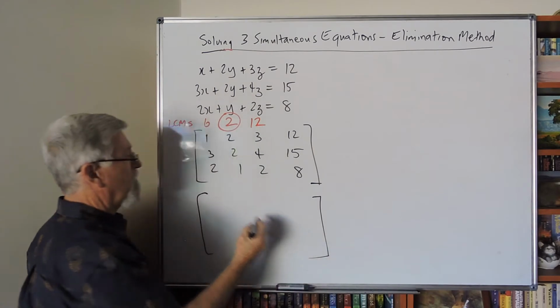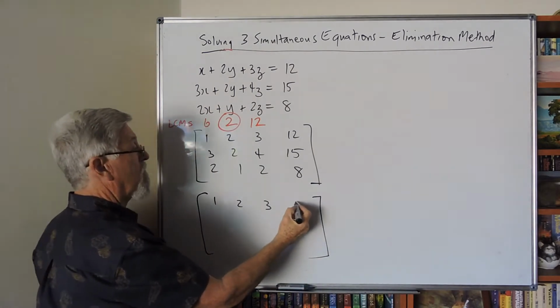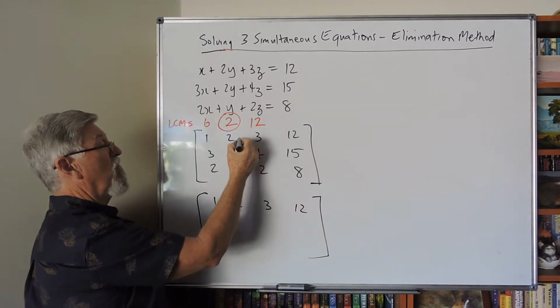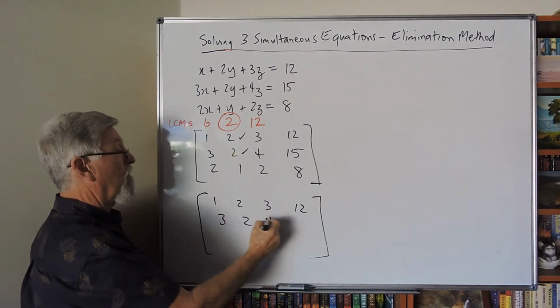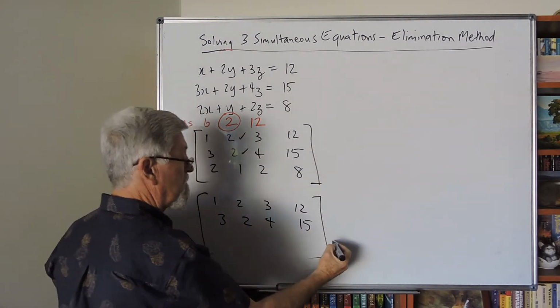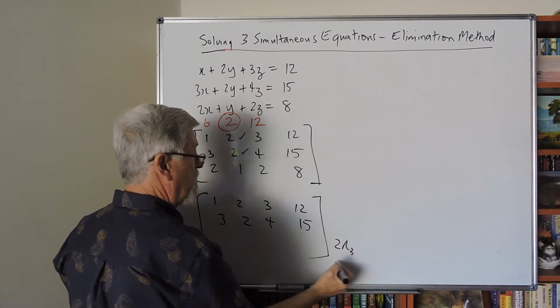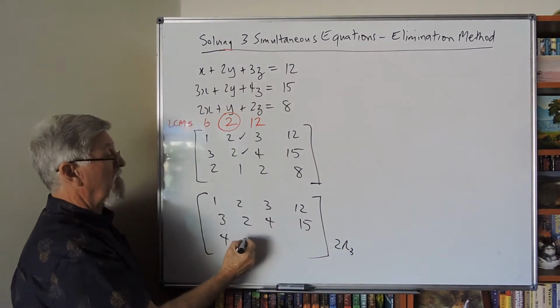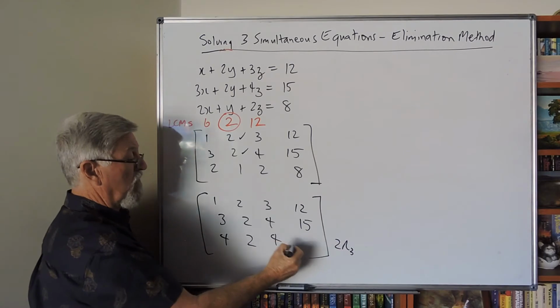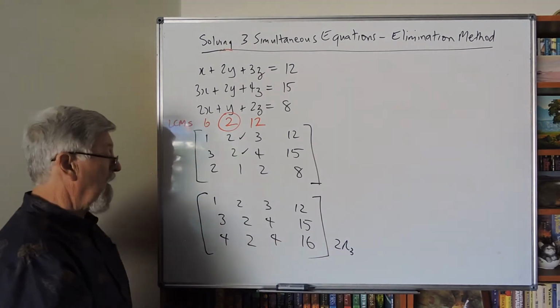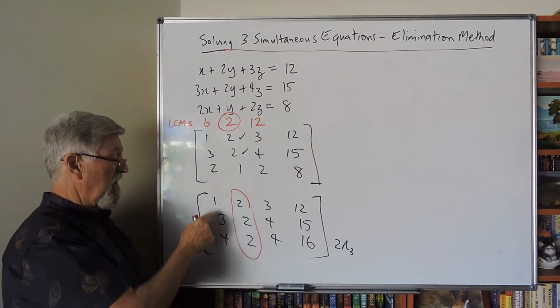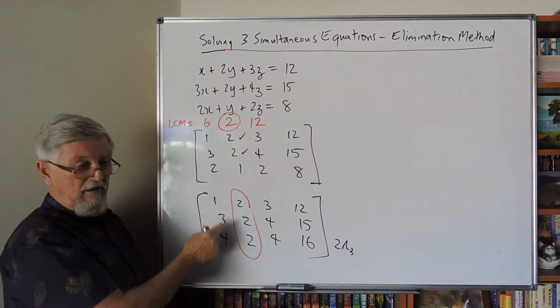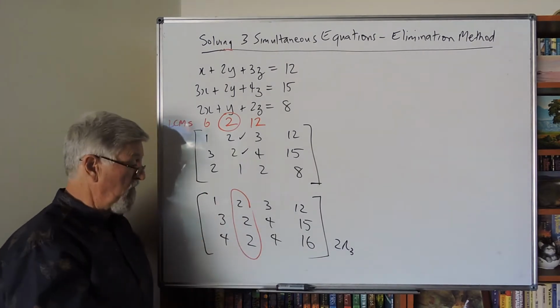Hopefully I've got enough room on the board. 1, 2, 3 and 12. This one's in the correct form too, I don't have to do anything with it. 2, 3, 2, 4 and 15. This one needs to be doubled, so I want 2 times row 3. That becomes a 4, that becomes a 2, that becomes a 4 and that becomes a 16. Now all three of them are the same, which is nice, because I can take that from that, or that from that, and you can go on and on about it.